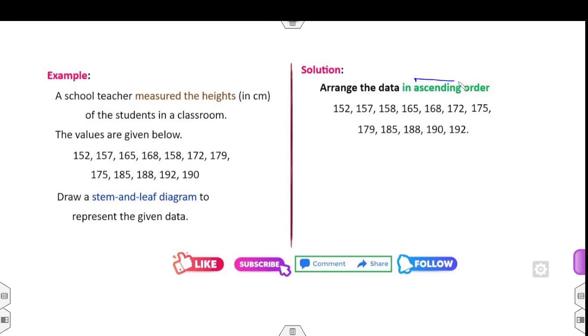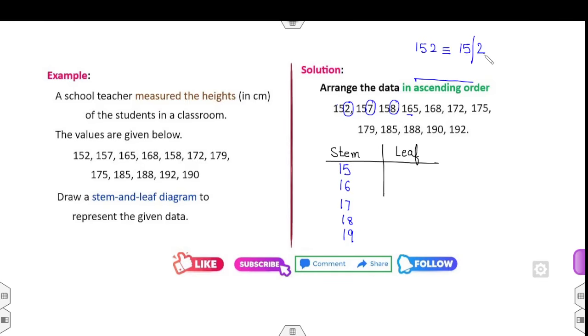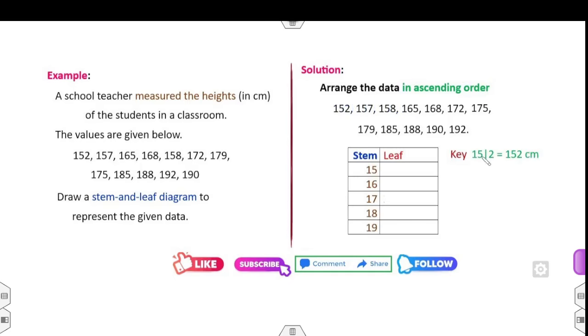Once you have written the data in ascending order, you have to write the table form. One is the stem, second is the leaf. The last digit of the numbers is my leaf. And what remains before that, that is 15, 16, 17, 18 and 19, are called the stem. And the first number is 152. I can write 15 is my stem, 2 is my leaf. So that means I can write 15 as the notation for the stem and leaf of 152.